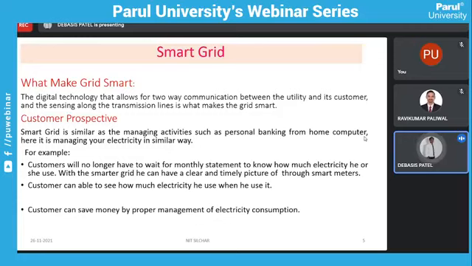The customer can also see how much electricity he has used and when he used it, right? You can know how much you use per day, per hour, all these things. The customer can save money, because whenever you see things with your own eyes, you can manage, right? Whenever you spend money, you can see it from your bank account, so obviously you come to know how to manage your money. Like that, you are going to manage your electricity through the smart grid.